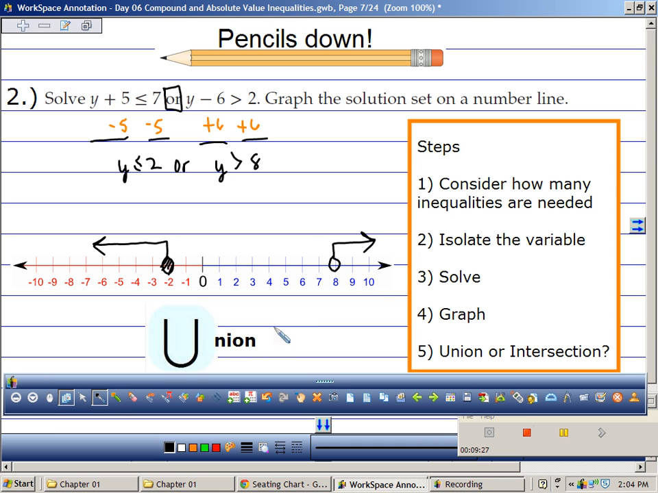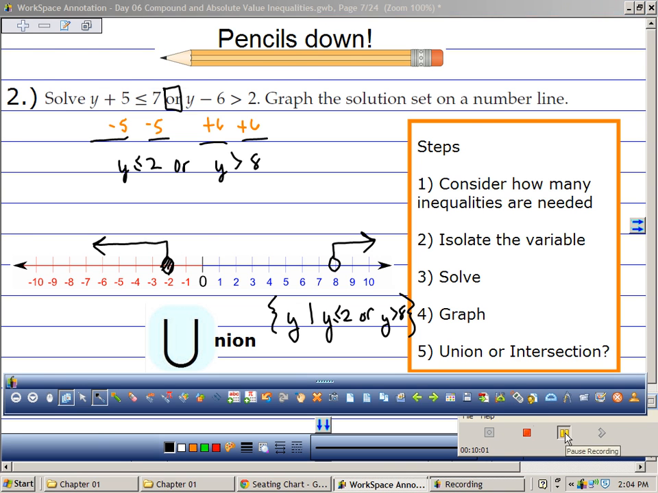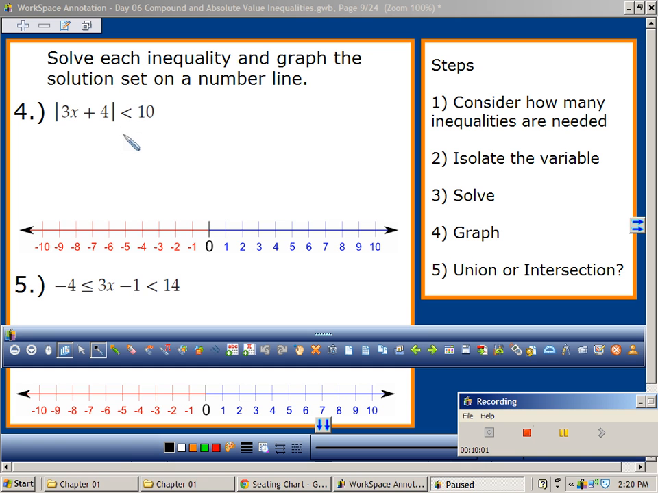And we can write that in set builder notation, right? That would be the set of numbers y such that y is less than or equal to 2, or y is greater than 8. Okay? Questions? Yes, sir. If it asks you to put it in set builder notation, that would be the correct answer right there. Okay. I'll just be a little bit more in depth.